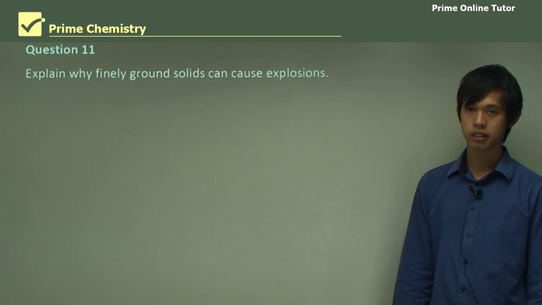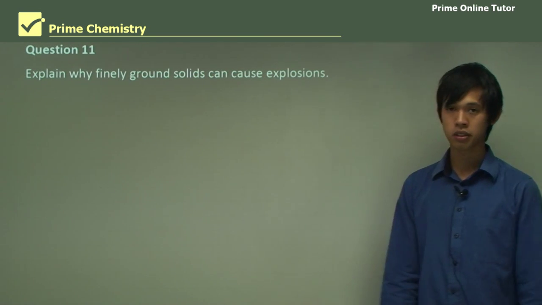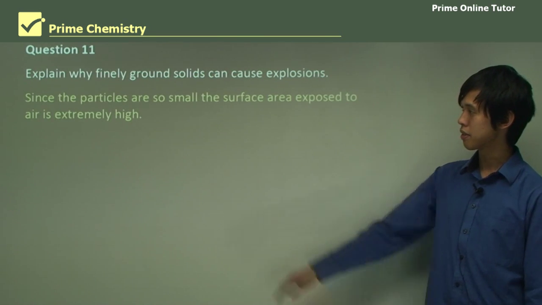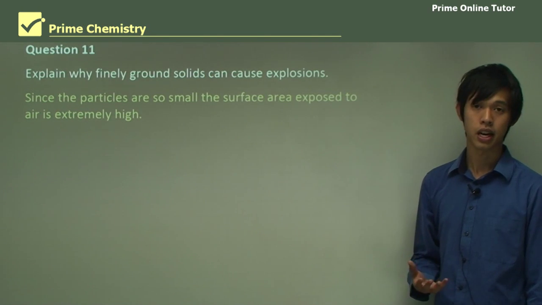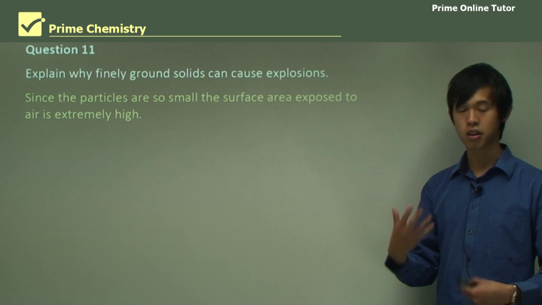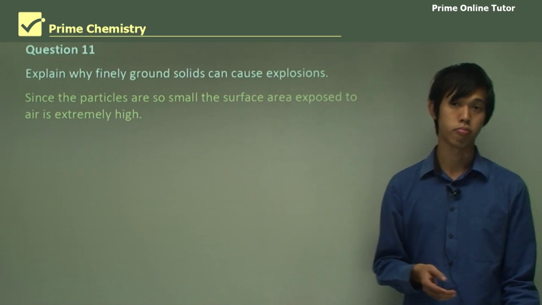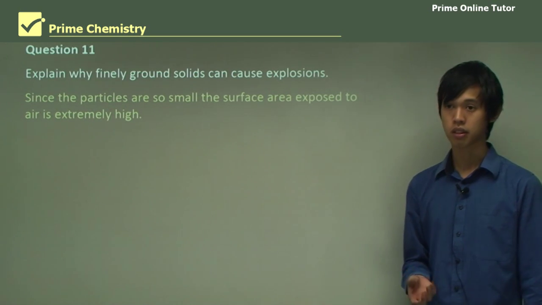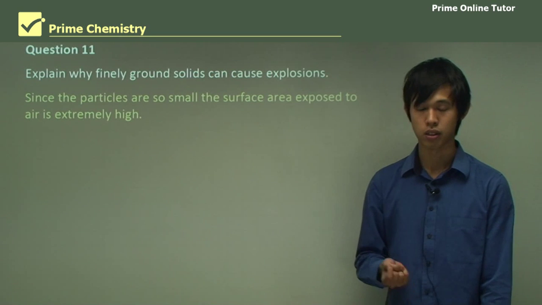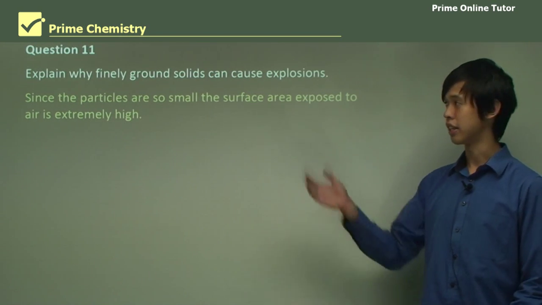So question 11 in this case: explain why finely ground solids can cause explosions. Well, since the particles are so small, the surface area exposed to the air is extremely high. So when you grind up coal, you get a lot of surface area, and that's good for combustion in terms of when you put it into a boiler or something to produce electricity. That's good, but in the air where there's workers who are working and don't want to be exploded, that's not so good.